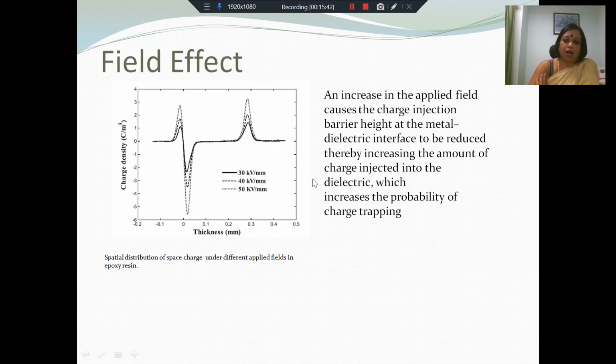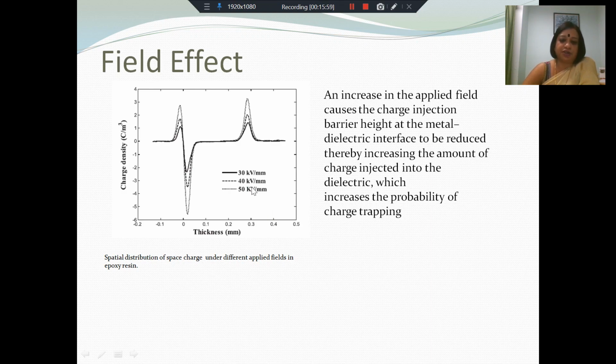Now, to get an idea about the factors on which the space charge depends, here we see the field effect. On the same sample, various magnitudes of DC electric field have been applied.